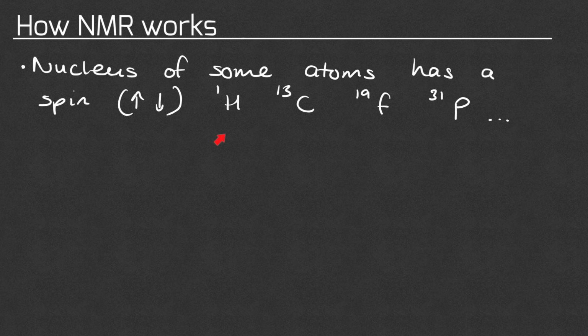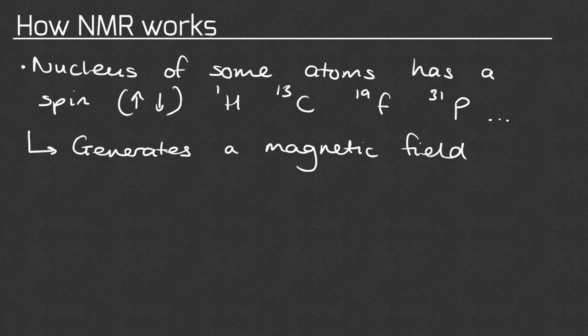So each of hydrogen, 13 carbon, 19 fluorine, or 31 phosphorus, for example, will have a spin. You could do NMR on any of these different atoms. In A-Level Chemistry, we're going to be focusing on hydrogen and carbon NMR. When a nucleus has a spin, it generates a magnetic field around itself.